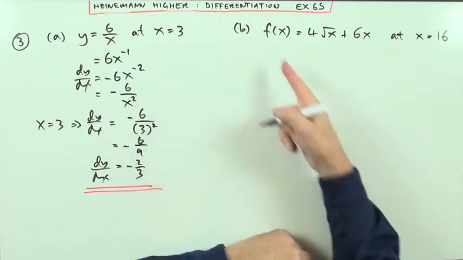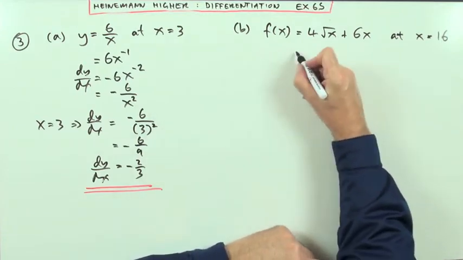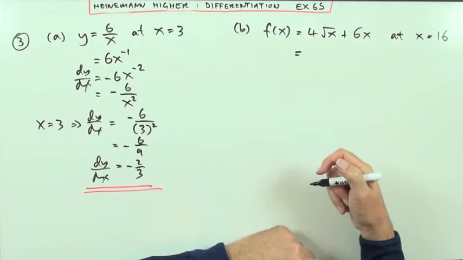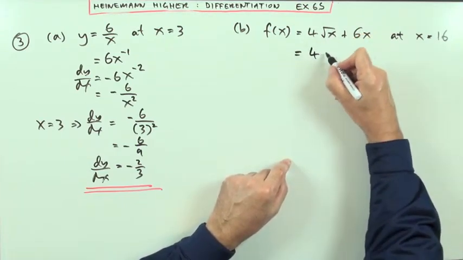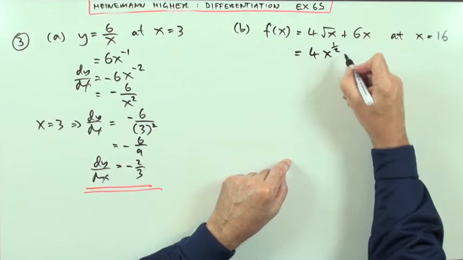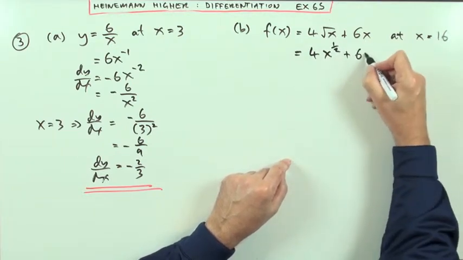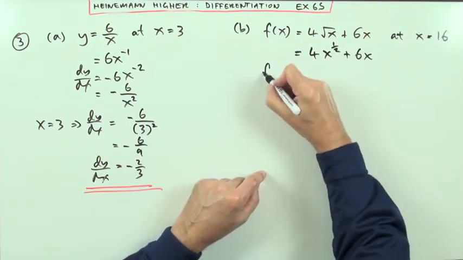Then b. So f of x equals, functional notation. Not ready to go yet because I can't quite see the power there, but I've got my separate terms. So root means I've got a fractional power and it's the second root, so it'll be a 2 that's in the denominator: 4x to the half plus 6x. Now I can differentiate it.